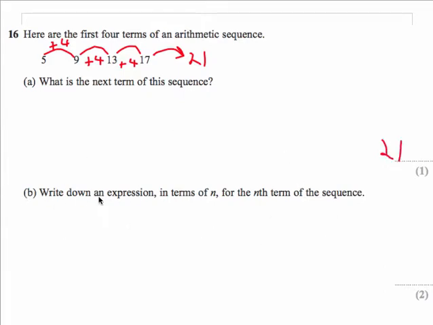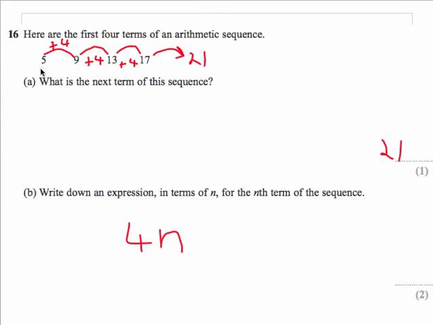Now this part here, write down an expression in terms of n for the nth term of the sequence. So we're basically trying to find a rule that will allow us to work out any term in that sequence. And the way to do it is this, same way every time. As we've just done here, we find the difference between each term. And here we are adding 4 each time. So we take down a 4 and we put it in front of the letter n. Okay, very simple. We find the difference between the terms and we put that number in front of the letter n.